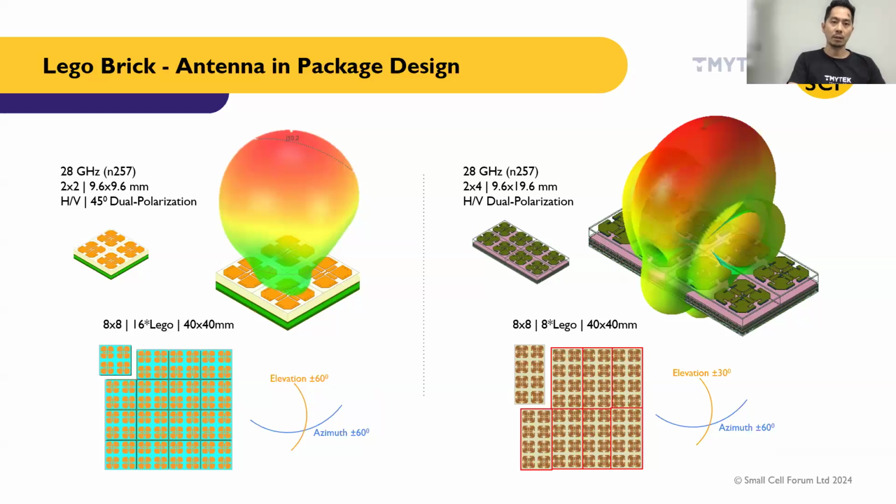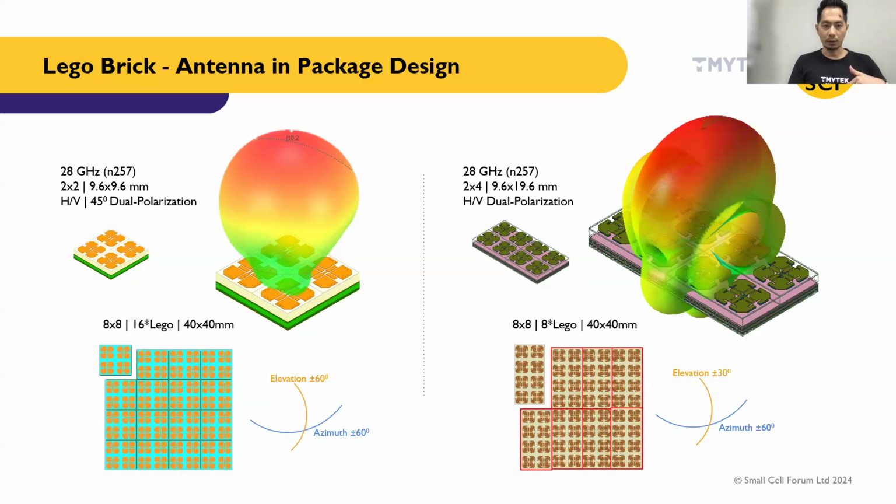So on the left-hand side we have 28 gigahertz. It is 2x2, and you can see the size is very small. And we designed a horizontal or vertical polarization. Also, we have another version for 45-degree polarization. And you can see the beam pattern here, very uniform.